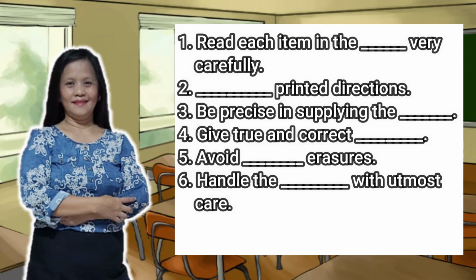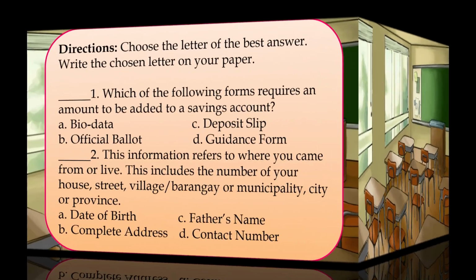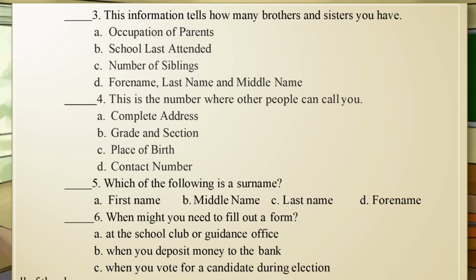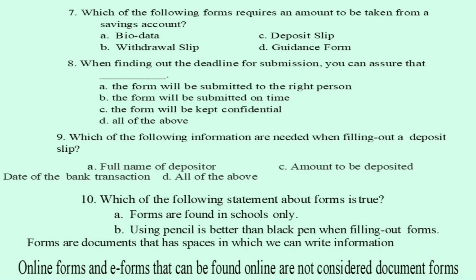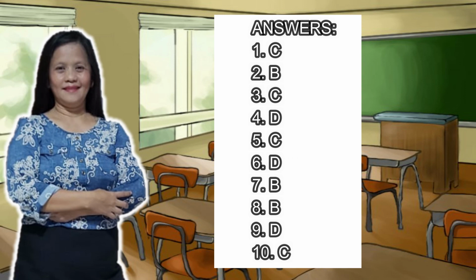Okay, this time it's time for me to test your learnings about filling out forms. Now it's time for me to test your learnings in these lessons. Please answer the assessment part. Okay, direction. Choose the letter of the best answer. Write the chosen letter on your paper. I'll give you 5 minutes to answer this one. Okay, let us now check your answers. Please refer to the answer key.